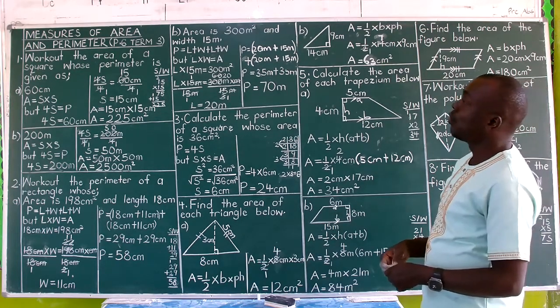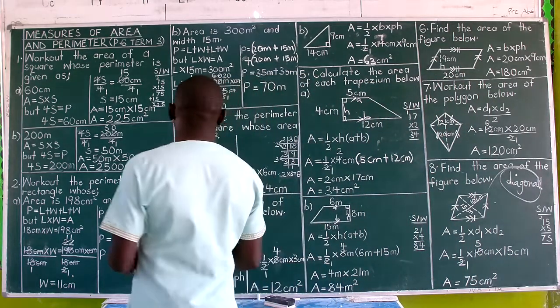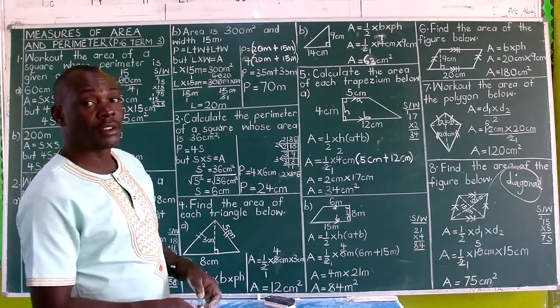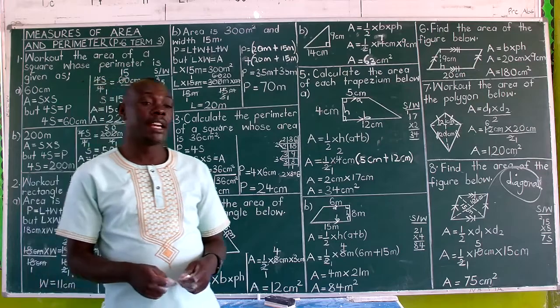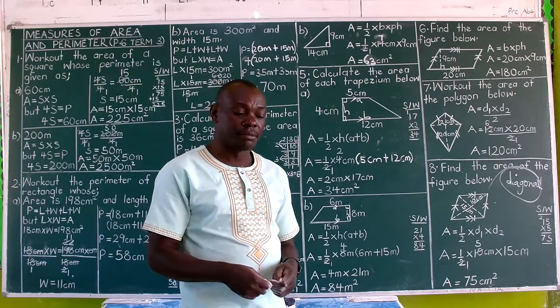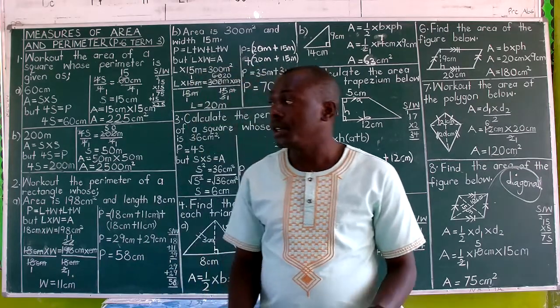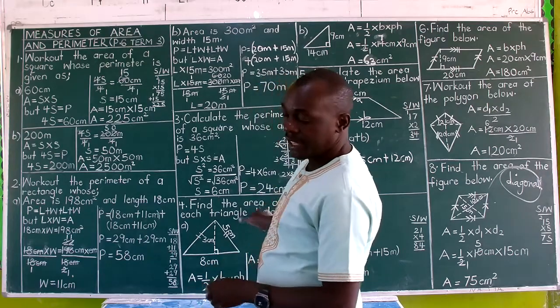In short, that's how we deal with measures of area and perimeter of all those shapes. We have looked at different shapes like a rectangle, like a square, like a rhombus, like a parallelogram, like a kite, as well as a trapezium. Of course, not forgetting a triangle. So all that is explained thoroughly in this very lesson.